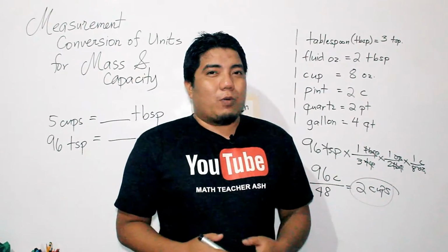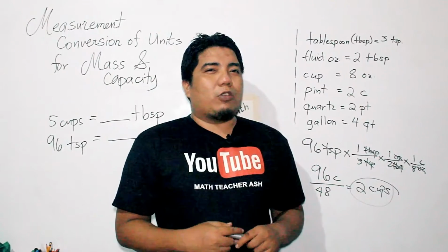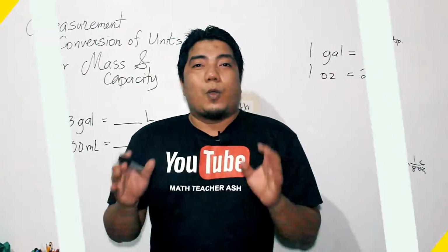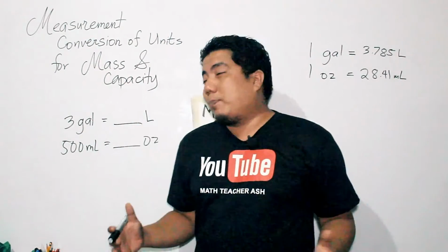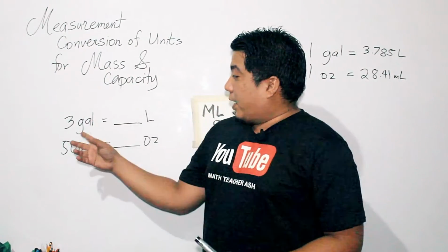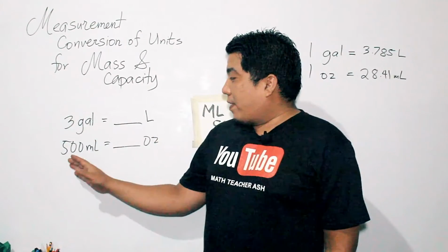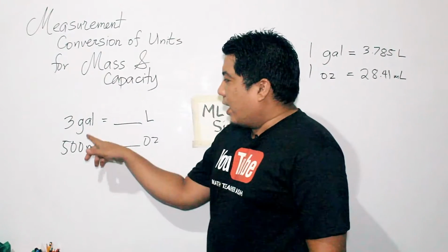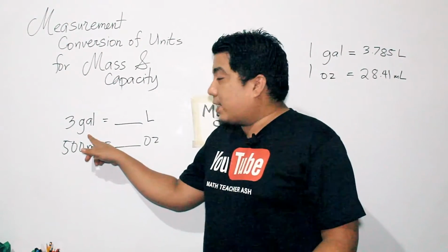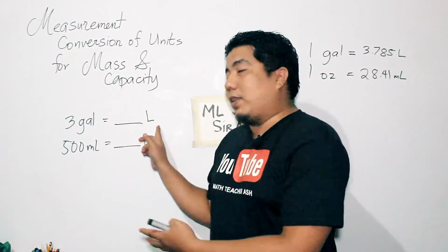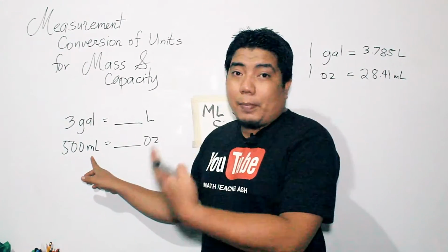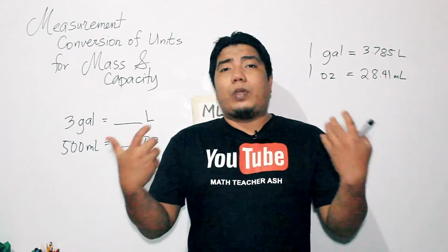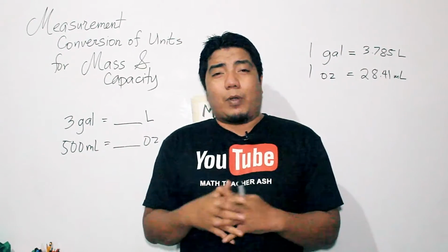Easy, right? So now, the question is, what if we will encounter metric system to English system or English to metric? Okay, math learners, we have here our final part of the discussion. 3 gallons to liters and 500 milliliters to ounce. Now, as you can see, gallons is in the English system and liters is in the metric system. Milliliters is in the metric system and ounce is in the English system. Question is, how do we cross-convert these given problems?